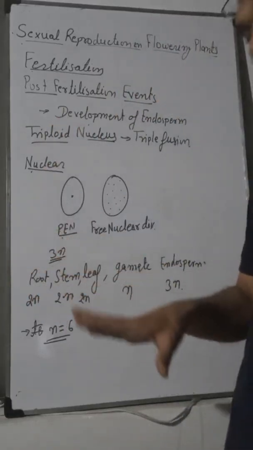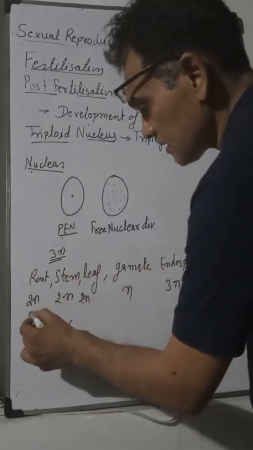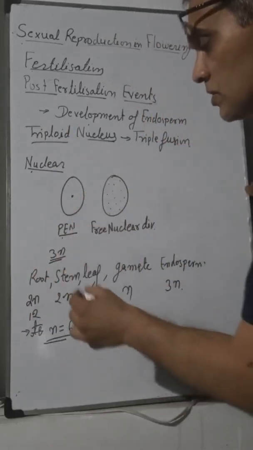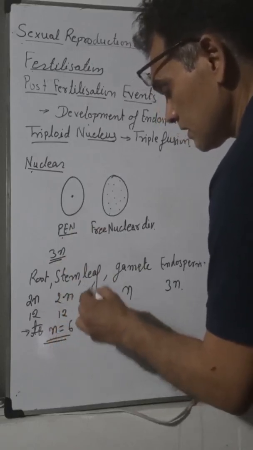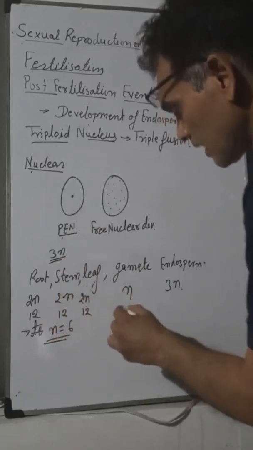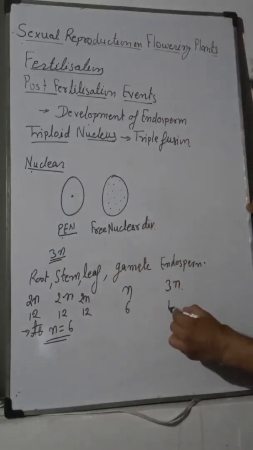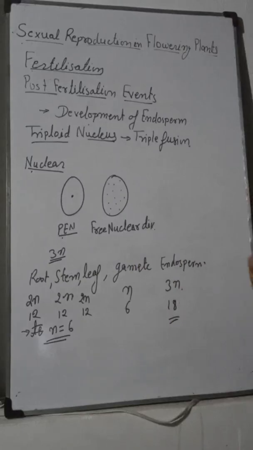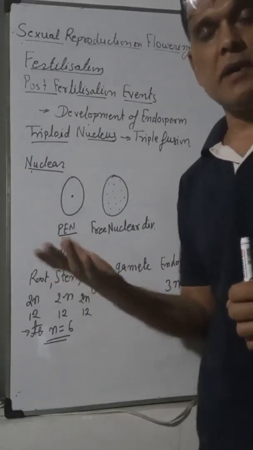If in a plant n equals 6, inside the root 2n is equal to 12, and inside the leaf 2n is equal to 12. Then inside the gamete it is n, that is 6, and in the endosperm 18 chromosomes are there. This is the ploidy level of different parts of the plant.